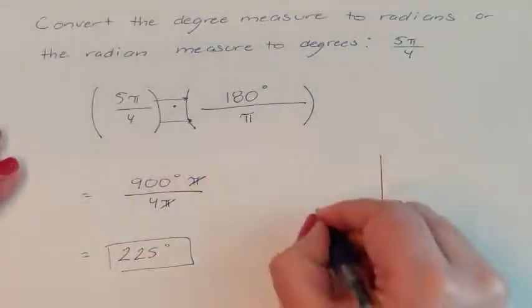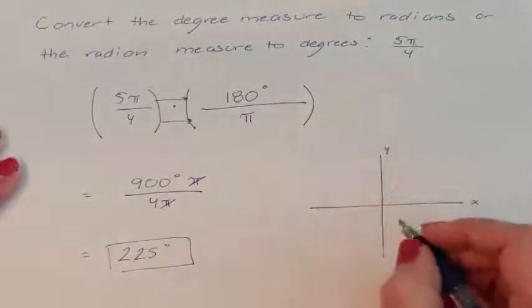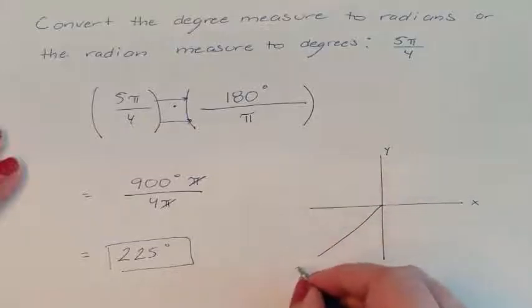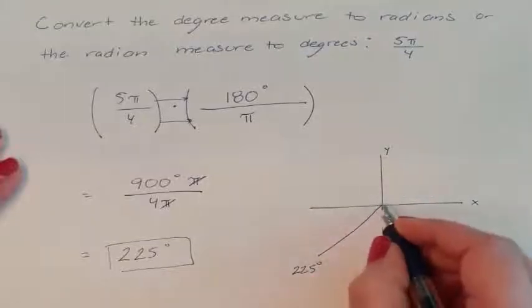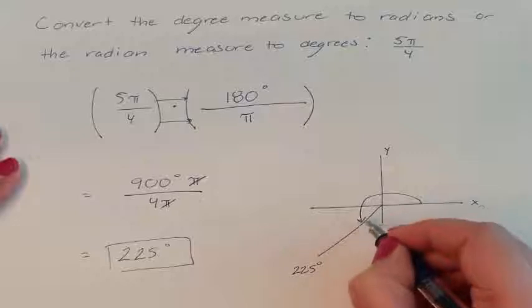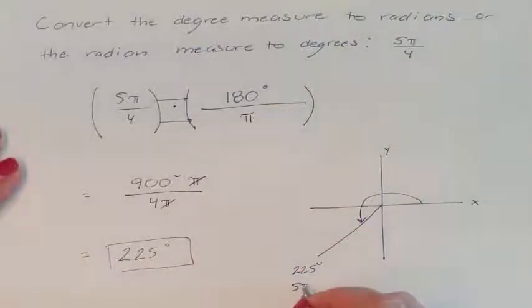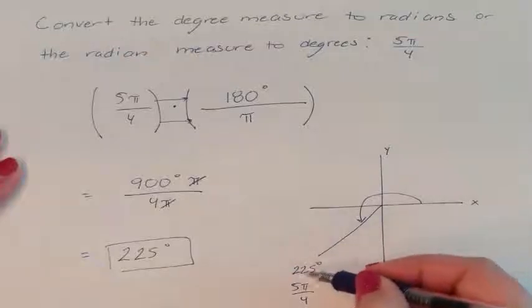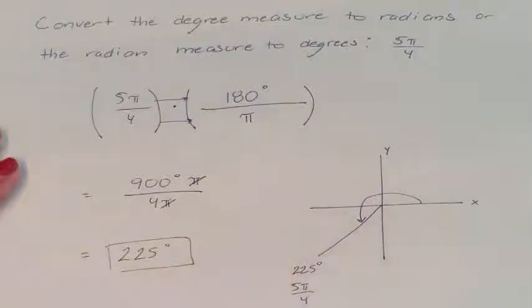So that means on the xy axis, 225 degrees is about here. That means this angle right here is the same as 5 pi over 4 if you needed to talk in radians mode. So same location, depending on the units you need, two different answers.